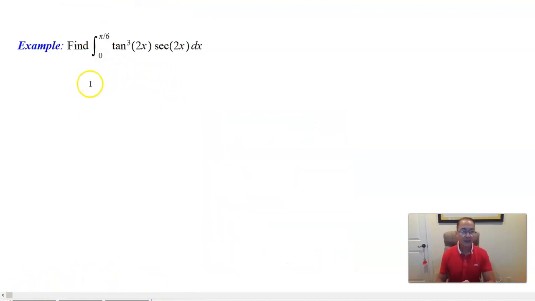How about this one? Definite integral, 0 to pi over 6 tangent cubed 2x secant 2x dx. So is tangent gonna work? You need secant squared for tangent, so that might be a giveaway that no, maybe that's not what will work. So let's try secant. So let u be secant of 2x, not of just x.